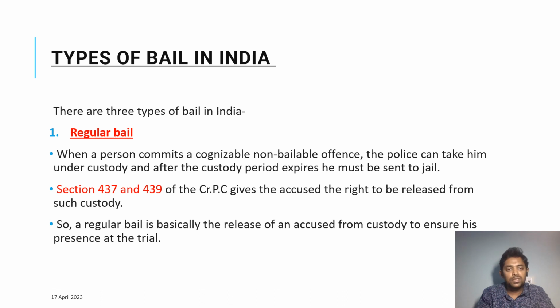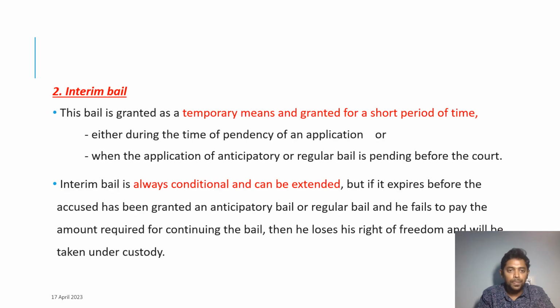Types of bails in India. There are three types of bails in India. A regular bail. When a person commits a cognizable non-bailable offence, the police can take him into custody and after the custody period expires, he must be sent to jail. Sections 437 to 439 of the CrPC give the accused the right to be released from such custody. So, a regular bail is basically the release of an accused from custody to ensure his presence at the trial.